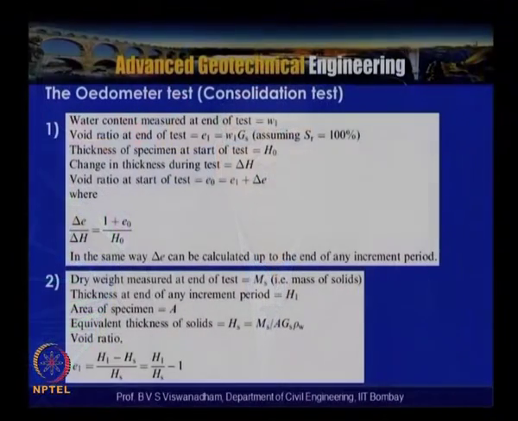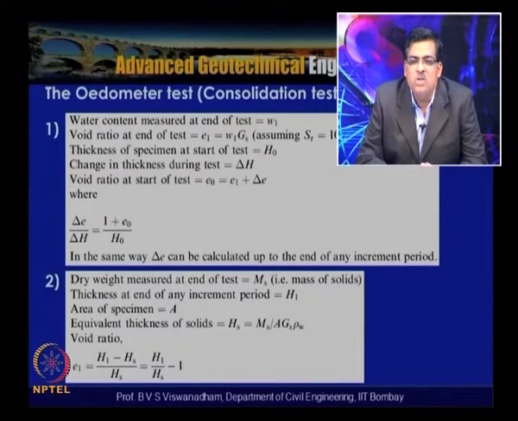Here the procedure is given. The water content is measured at the end of the test, W1, and the void ratio at the end of the test, because it is completely saturated, is e1 equals W1 Gs. Once you know the water content at the end of the test and the specific gravity of the solids, we can calculate the void ratio at the end of the test. The thickness of the specimen at the start of the test is H0, and the change in thickness is delta H. The void ratio at the start of the test is e0, which changes to e1 plus delta e. So delta e by 1 plus e0 is equal to delta H by H0, and we can write delta e by delta H is equal to 1 plus e0 by H0. In the same way, delta e can be calculated up to the end of any increment period.